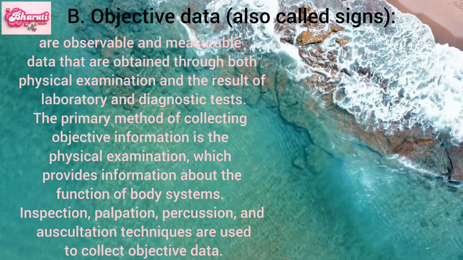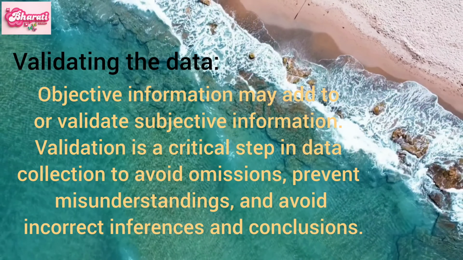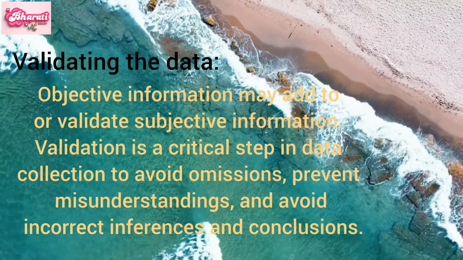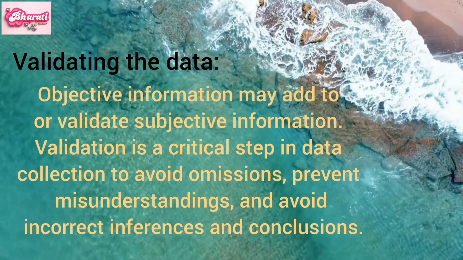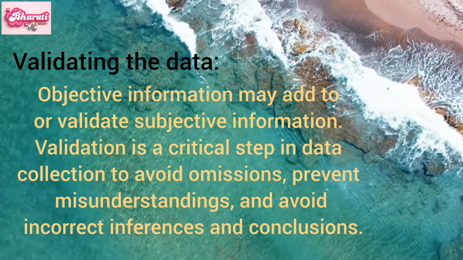Examples of objective information include: A. Temperature 37.3 degrees Celsius, pulse rate 100 bpm, respiration 18 per minute, blood pressure 130/76 mmHg. B. Positive bowel sounds. C. Flushed face. Validating the data. Objective information may add to or validate subjective information. Validation is a critical step in data collection to avoid omissions, prevent misunderstandings, and avoid incorrect inferences and conclusions.